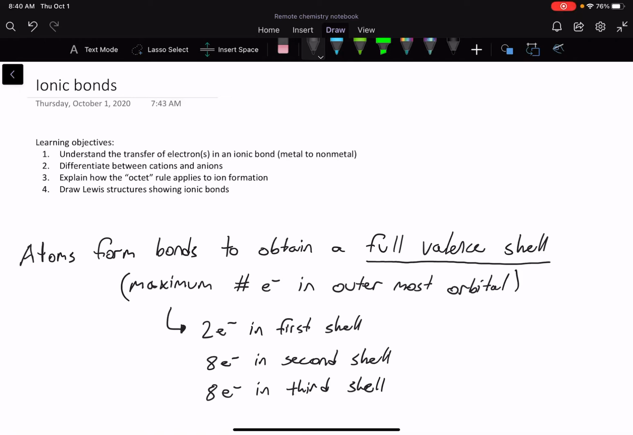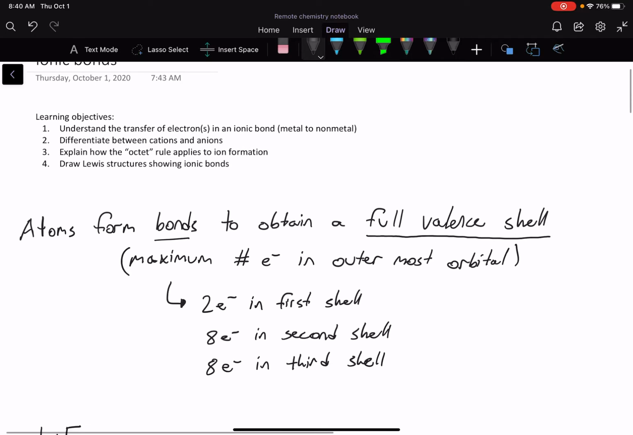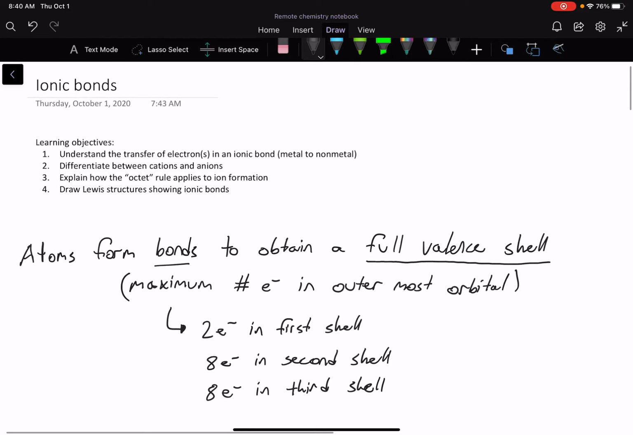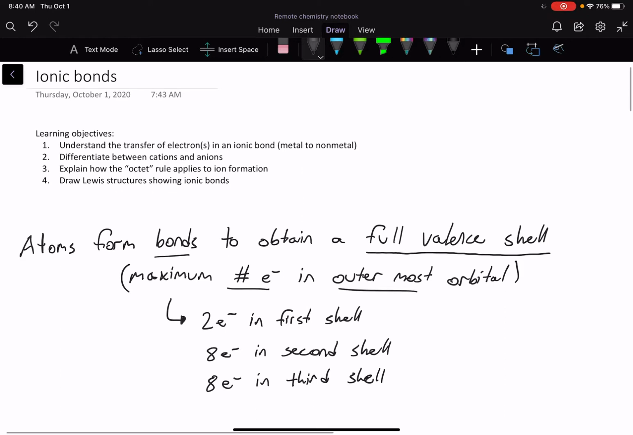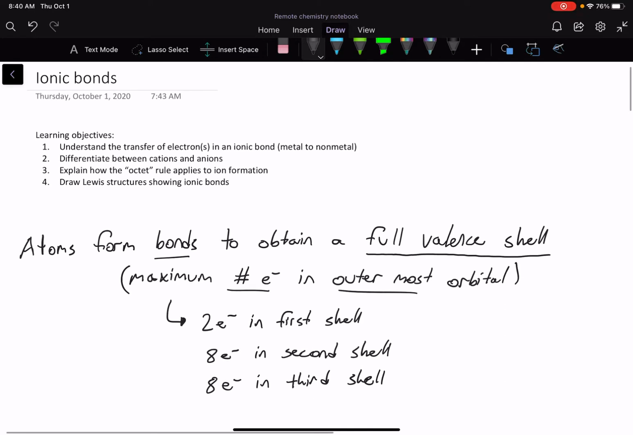Let's take a closer look at ionic bonds. From yesterday's notes after the quiz, you learned that atoms form bonds to obtain a full valence shell. Just remember that to obtain a full valence shell, you need to have the maximum number of electrons in the outermost orbital. If you're in the first shell, the maximum number would be 2 electrons. 8 electrons in the second shell would fill that.